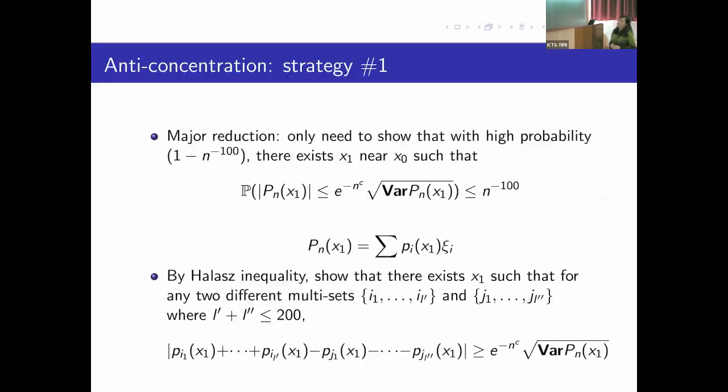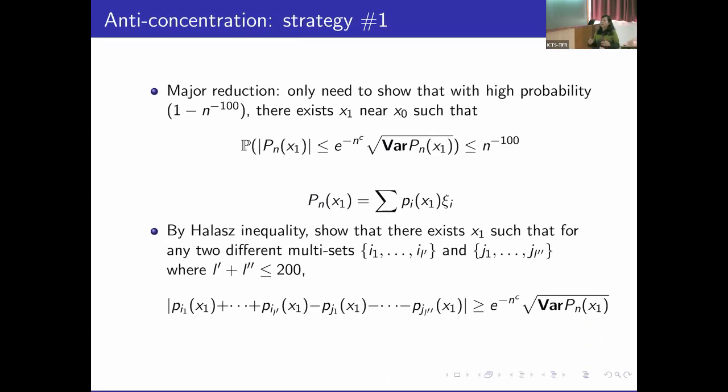So we use Halász inequality for our problem. Firstly, we would use the first reduction that we have, which was a major reduction: the polynomial doesn't have to be small at every point. We only need to show that there exists a point. Let's say we're interested in local universality around x_0. We only need to show that with high probability, we can always find an x_1 near x_0 such that the anti-concentration probability around x_1 is good.